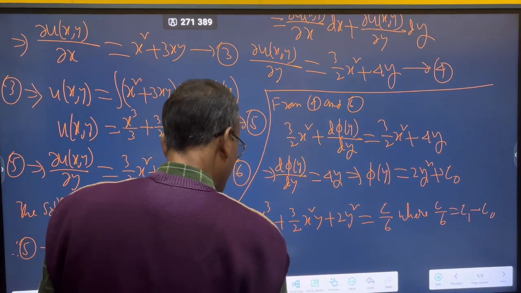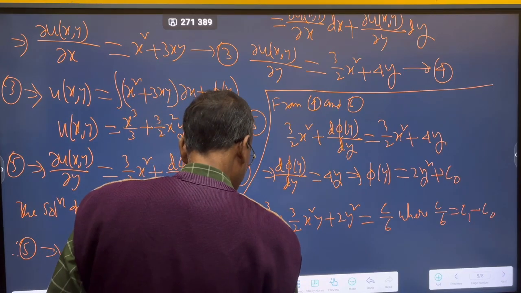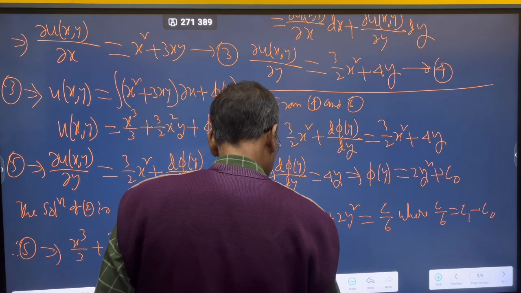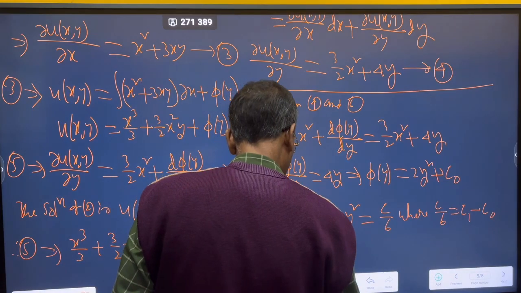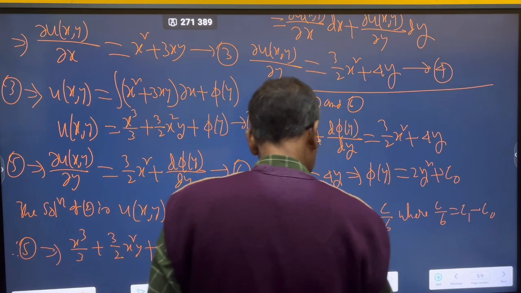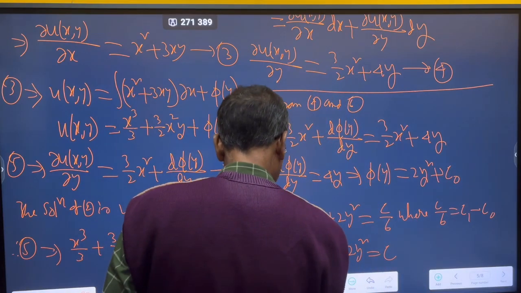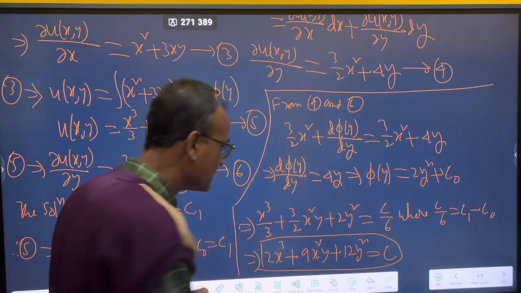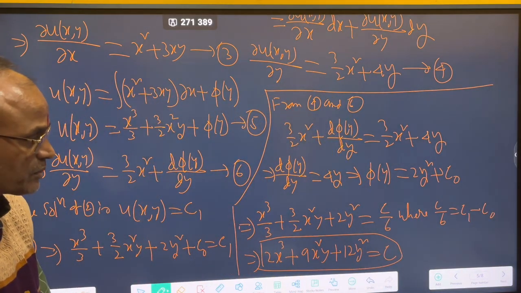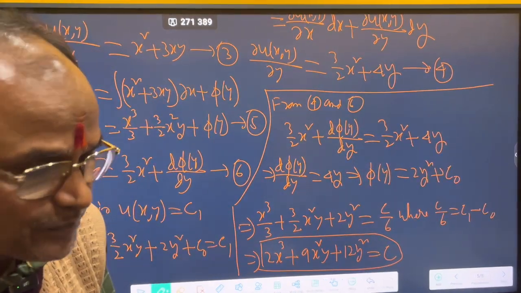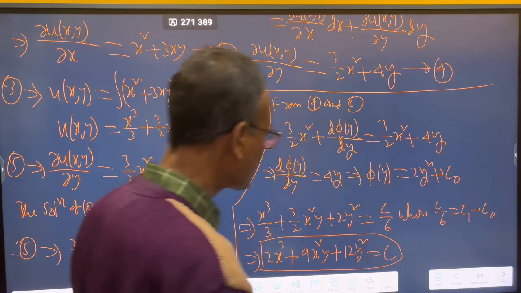Multiply both sides by 6. You will get twice x cube plus 9x square y plus 12y square equal to c. This is the solution of the given differential equation: twice x cube plus 9x square y plus 12y square equal to c.